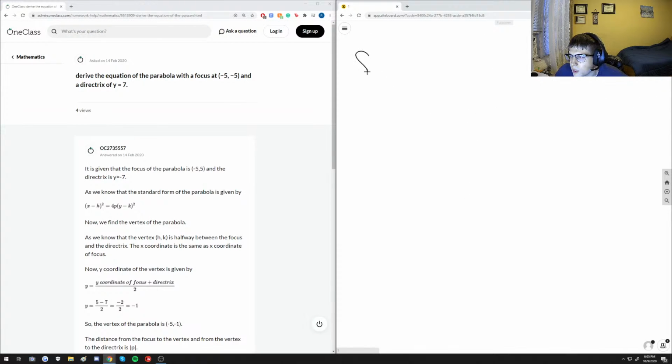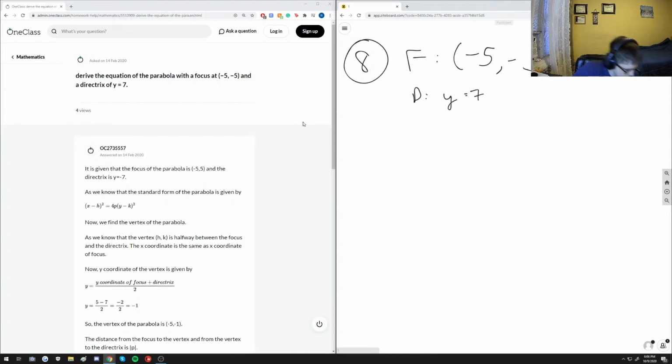Okay, so for number 8, we want to derive the equation of the parabola with a focus at (-5, -5) and a directrix of y equals 7. So I already see an issue with the solution. The solution assumes that the focus is at (-5, 5). That's not the case, so we have to revise the solution a little bit.